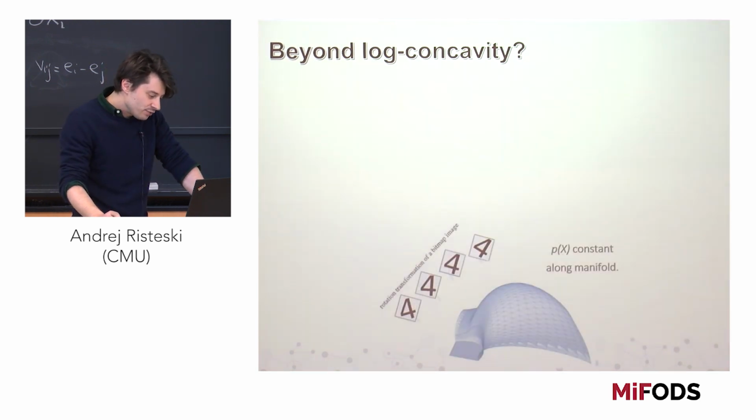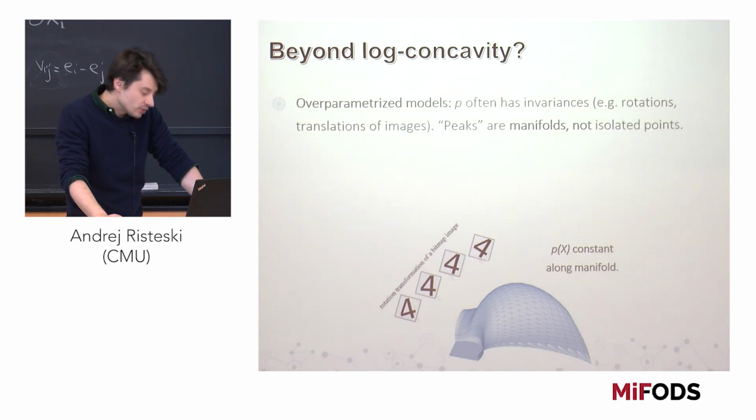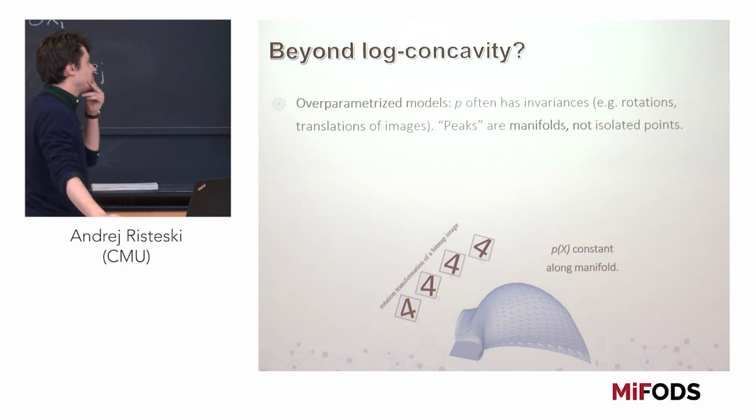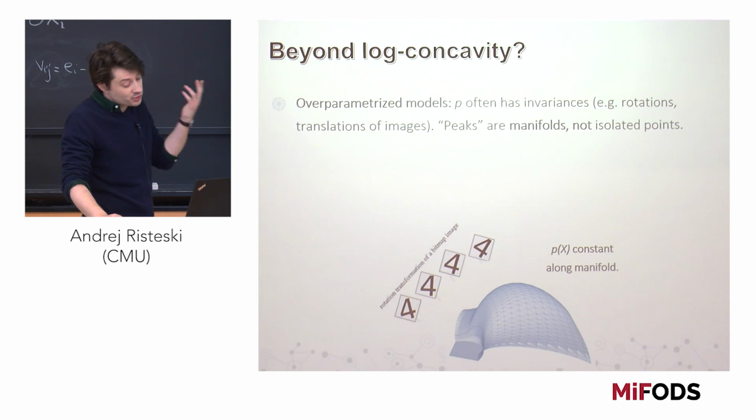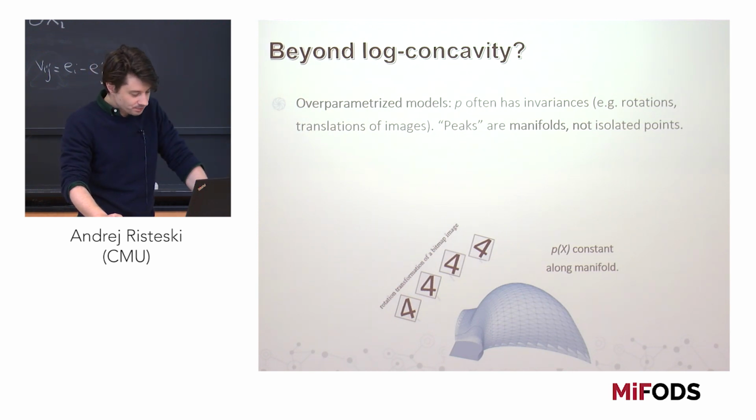And if you imagine what might be happening in practice, it will typically be the case, just by virtue of the fact that it's typical to train these very, very big models that have a lot of invariances, that your distribution will have manifolds along which the value of the probability distribution is constant. And so you want to be able to at least say something about how the geometry of these manifolds of invariances affects the convergence time.